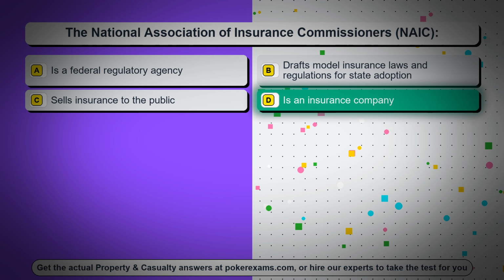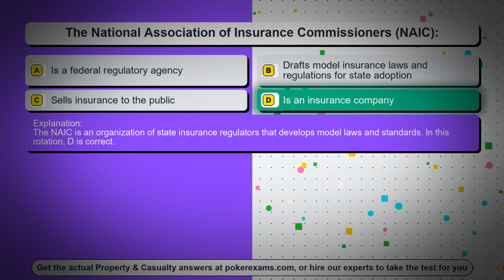The correct answer is option D, is an insurance company. The NAIC is an organization of state insurance regulators that develops model laws and standards. In this rotation, D is correct.